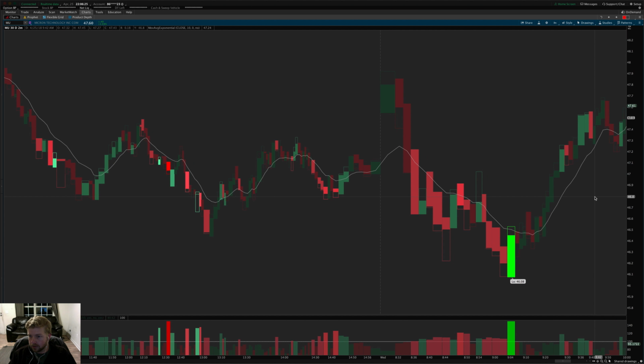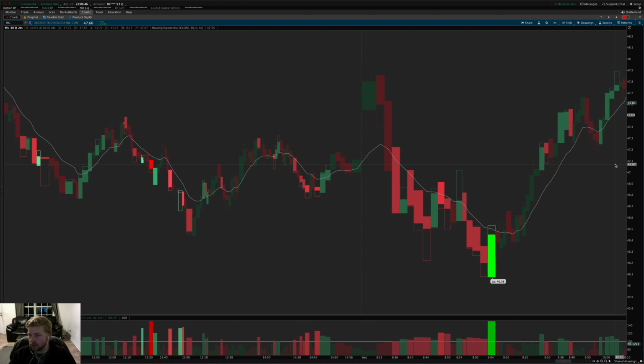So it continued, did a nice pivot here. This one you could have taken a long over the break of this red, any of these reds here. At least this one, and this one. These would have all been valid entries if they had triggered. This one finally did trigger with this green, and continued higher.